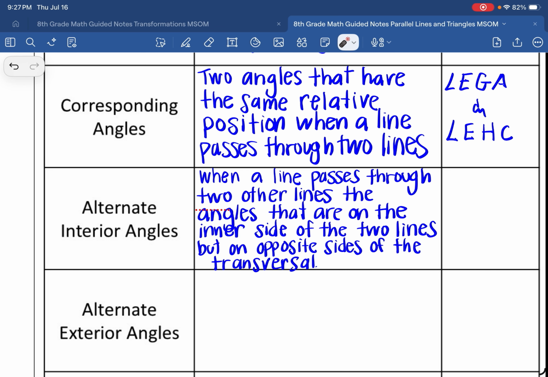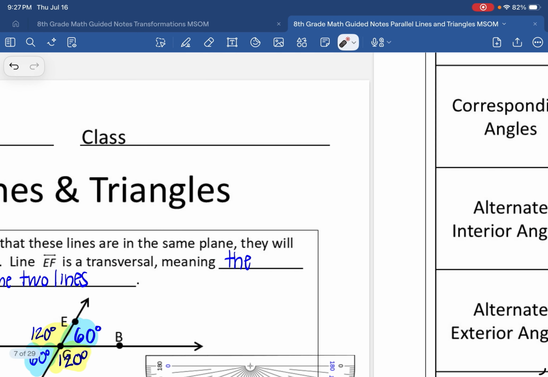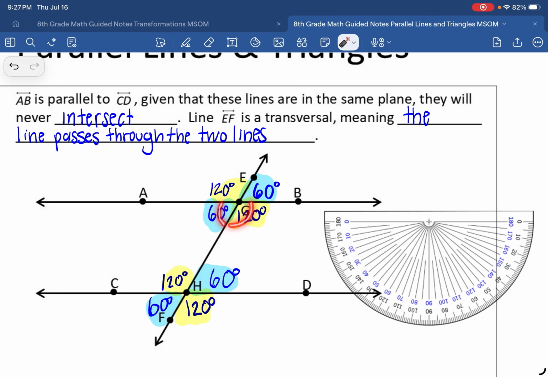Alternate interior angles are when a line passes through two other lines, the angles that are on the inner side of the two lines but are on opposite sides of the transversal. So flipping back to our diagram, these angles right here are going to be the inner angles. So the alternate interior angles would be, for example, this pair and this pair, or this pair and this pair. So we will say angles AGH and angle GHD.